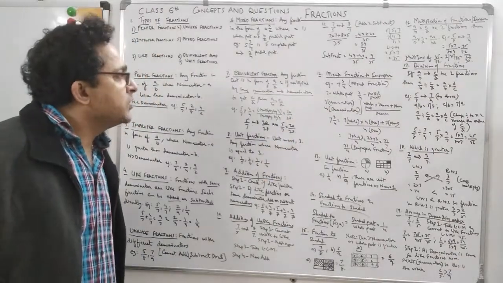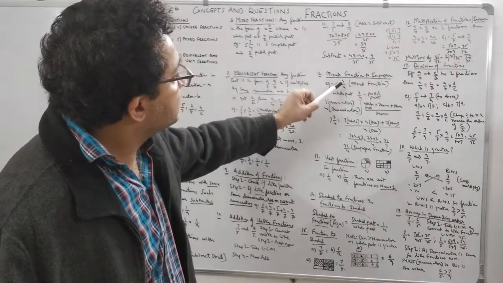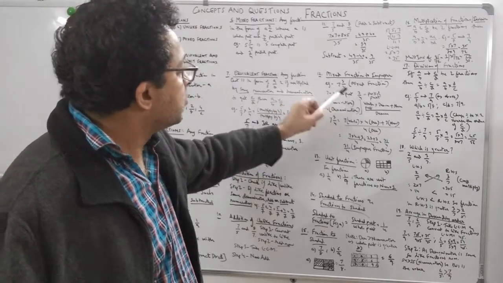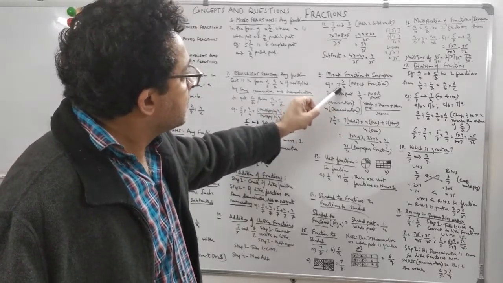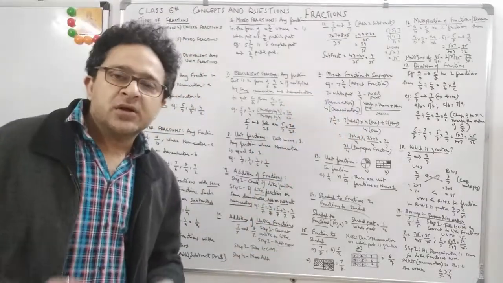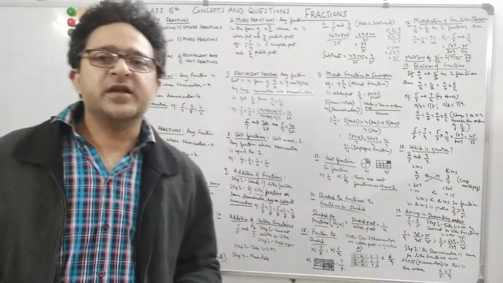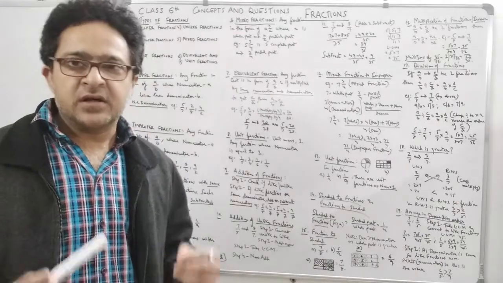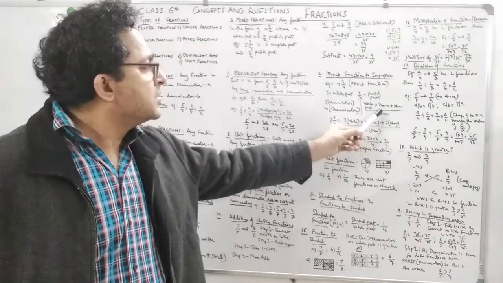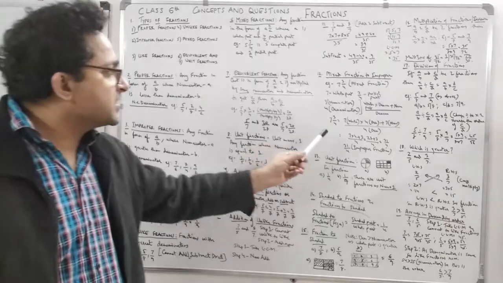So how do we do it? We will do 7 into 4 plus 3 upon 4. Which means whole part into the denominator plus the numerator, upon the denominator. You have to memorize this formula. Again I repeat: whole part into the denominator plus the numerator, upon the denominator. So now let's see how practically this is done.